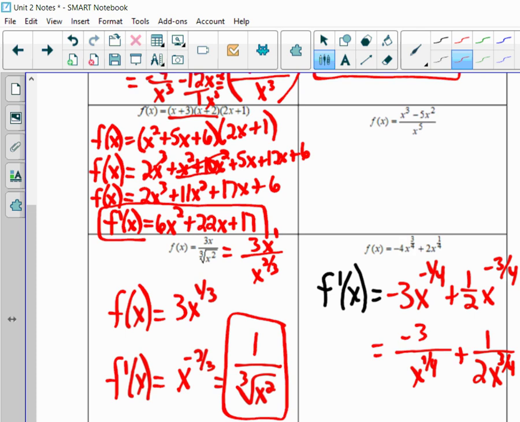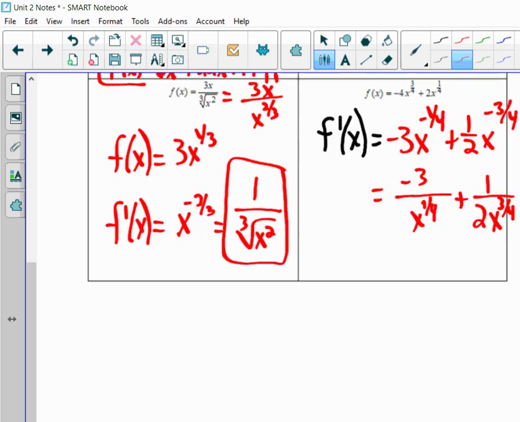So if I want to get a common denominator here, I need a 2 in both of them, and I need an x to the 3/4 because I can multiply to make this work. So my common denominator is going to be 2x to the 3/4. So what do I need over here? I definitely need a 2. And then I also need, remember, we add exponents when we multiply. So I need to multiply by x to the 2/4, which is really x to the 1/2, right?